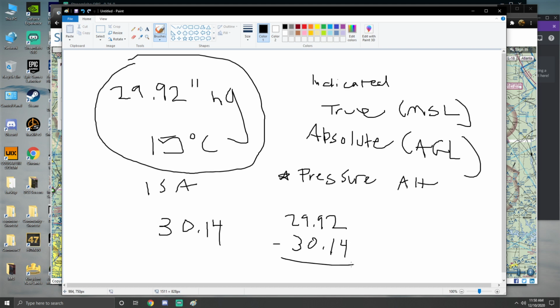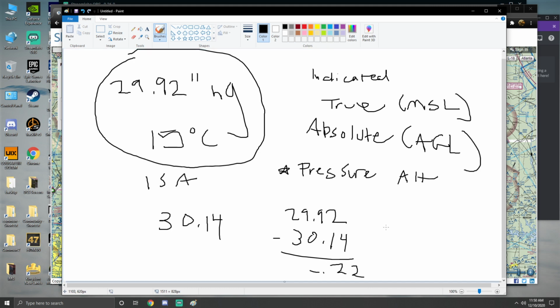2992 minus 3014 equals minus 0.22, right? We're going to move the decimal place, so multiply that by 1,000, and that gives us minus 220. So basically this is telling us that what we would do to find our pressure altitude is subtract 220 feet. The altitude at our airport is 1,062 feet. So 1,062 minus 220 means the pressure altitude at our airport is 842 feet.